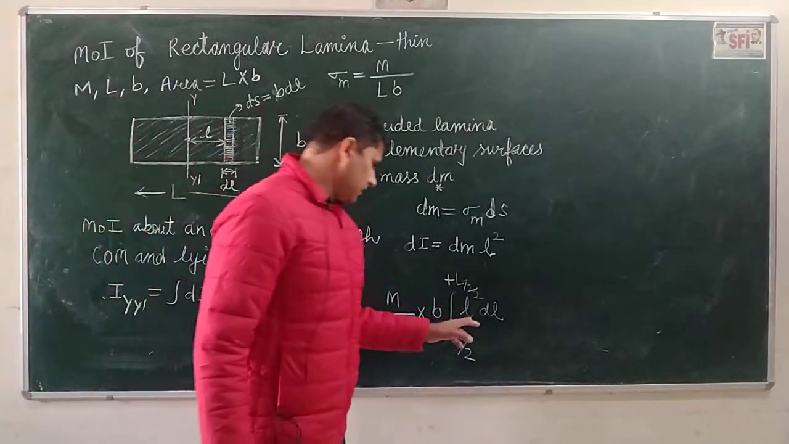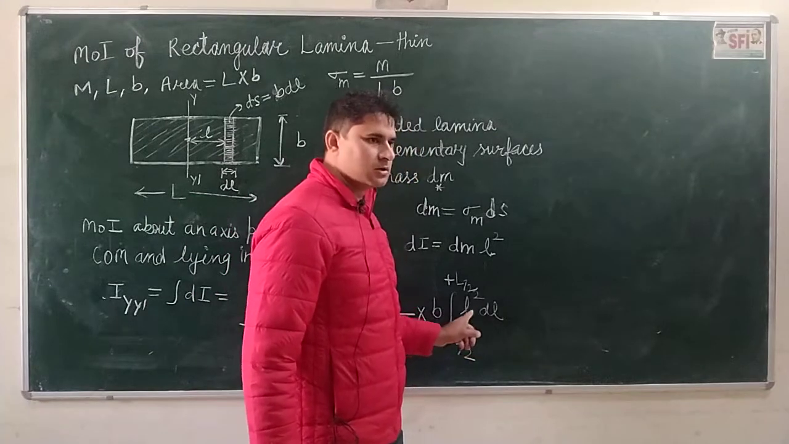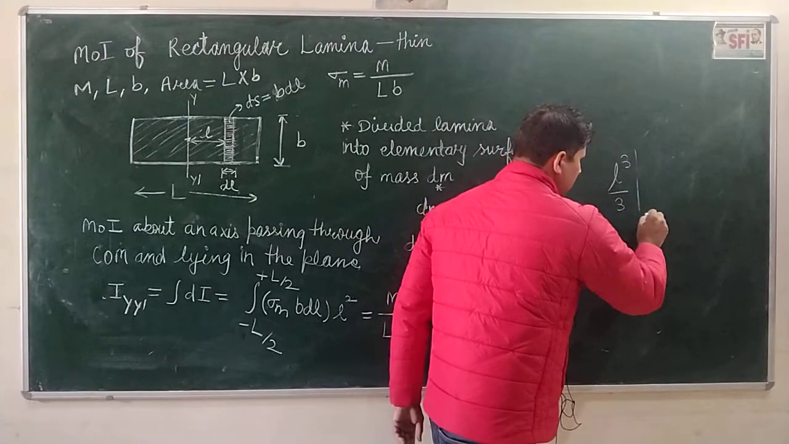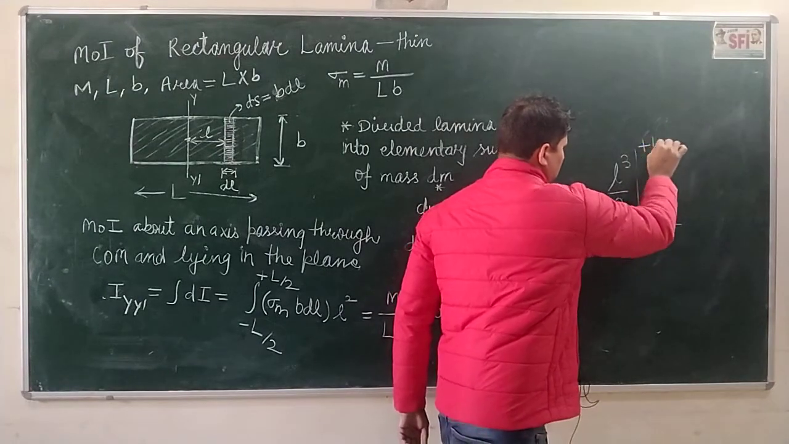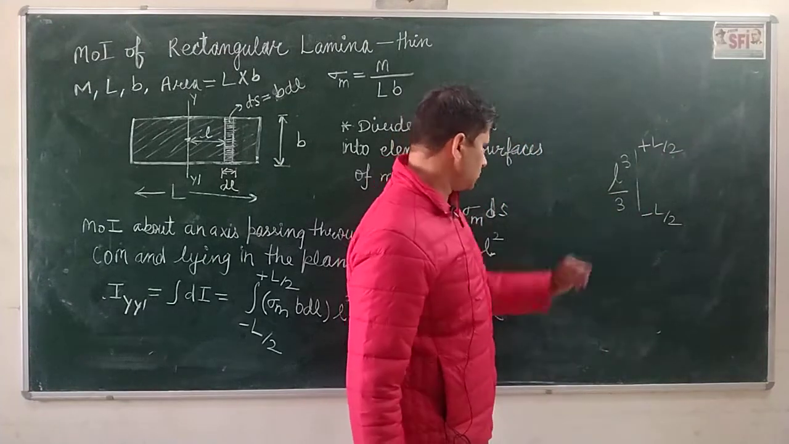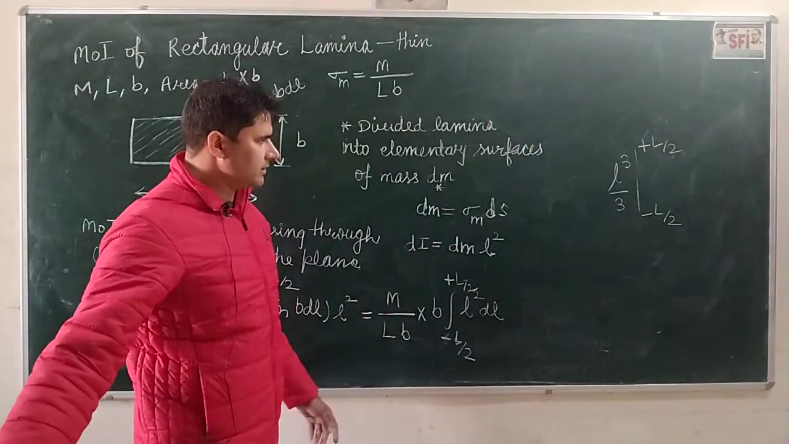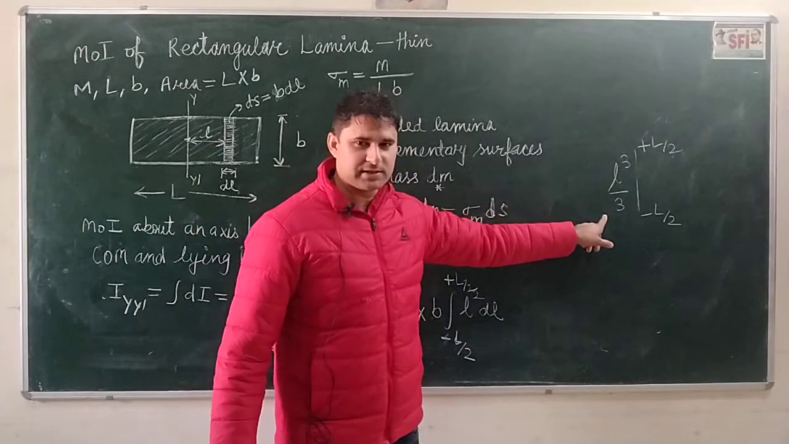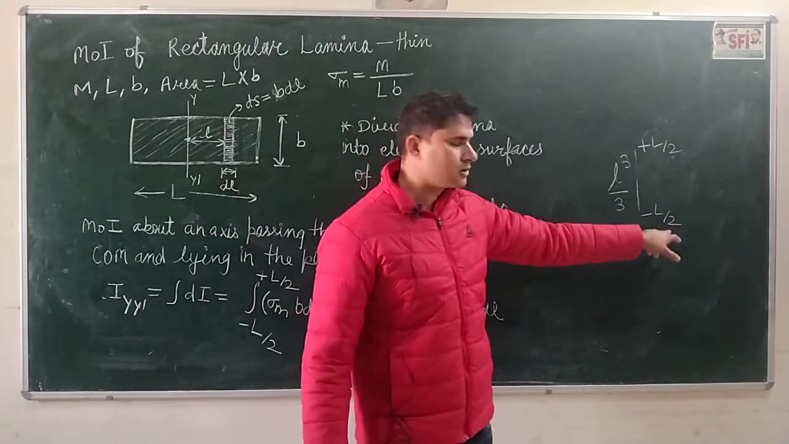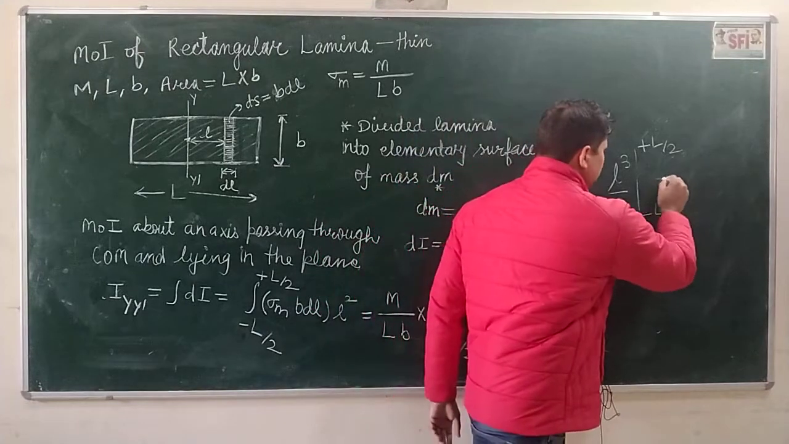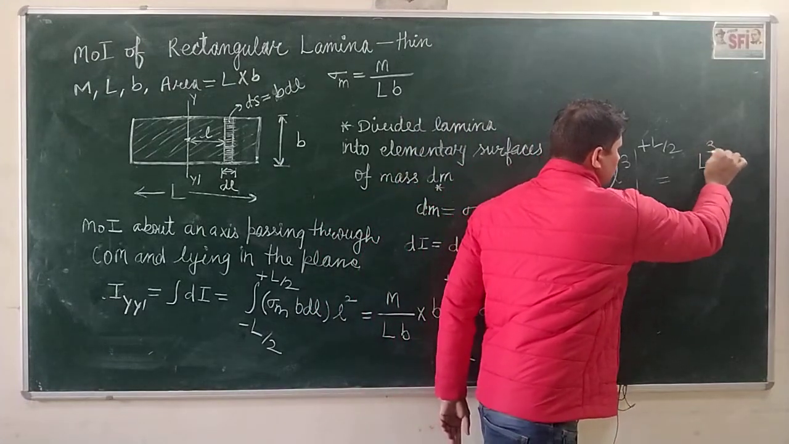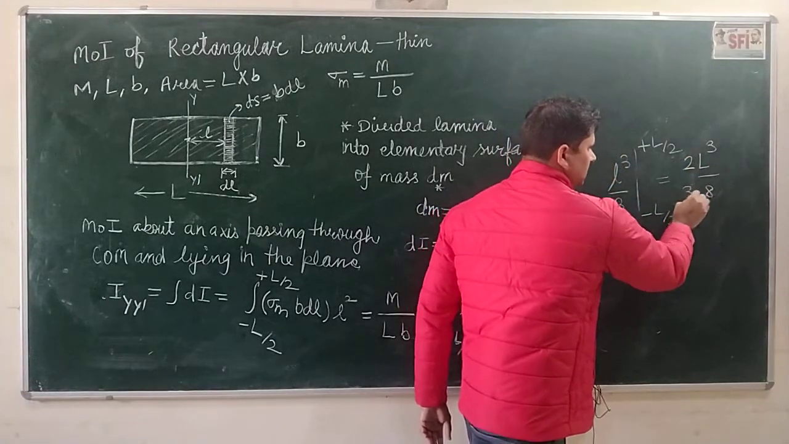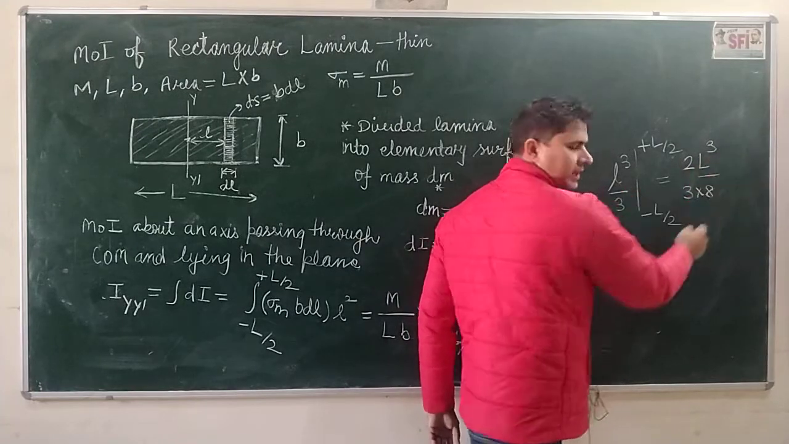Okay class. Now its integration will be l cube by 3, and the limits of integration are minus L by 2 to plus L by 2. If you substitute the upper and lower limits, you will get L cube by 8 plus L cube by 8, and you have here 3. So finally you will get L cube by 12.